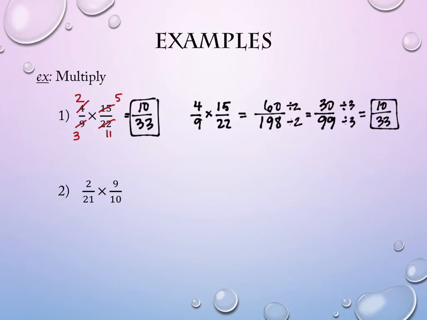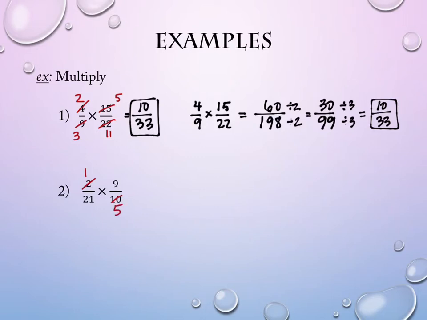Okay, so I'm going to do the option that I prefer on number 2. If you would prefer to do it the way I just did, where you multiply straight across and then reduce, by all means, feel free to do that. But if we take a look across diagonals, 2 and 10 both have a 2 in common. So 2 divided by 2 is 1, and 10 divided by 2 is 5.